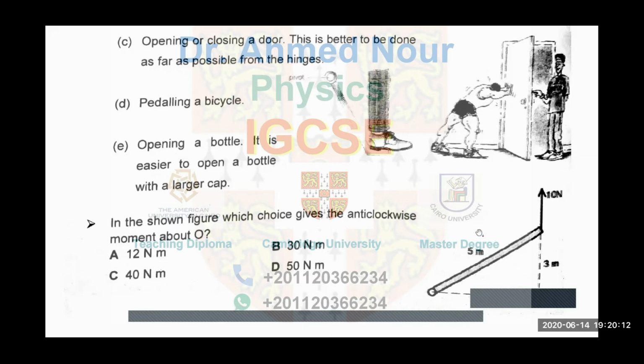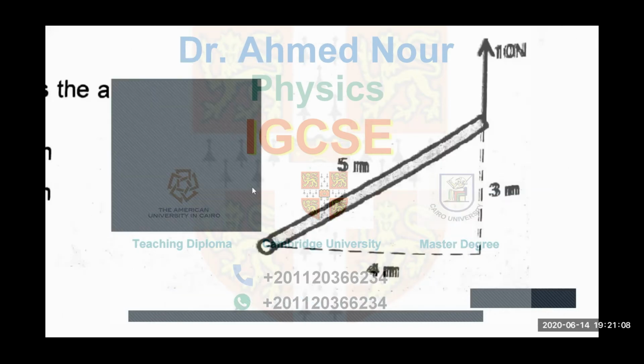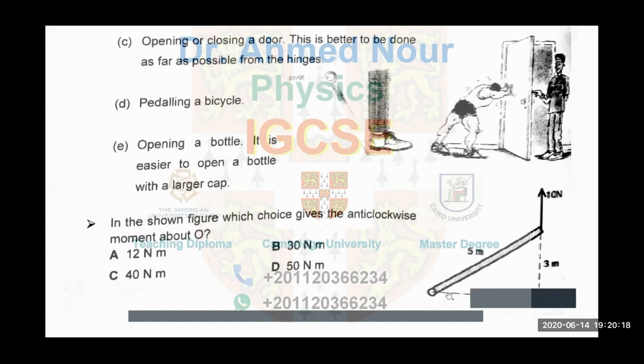Now the question for you. Here in the shown figure, we take the force and the perpendicular distance. Which choice gives the anti-clockwise moment about O? This is point O. Here we have a rod. Its distance is 5 meters, and the force is 10 Newton. And also we have 3 meters and 4 meters distances.